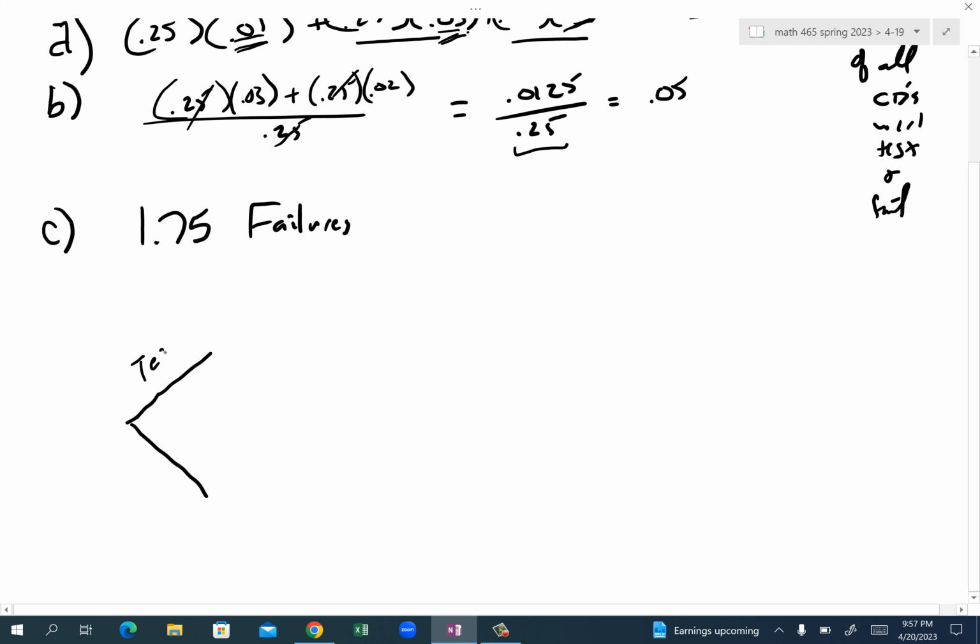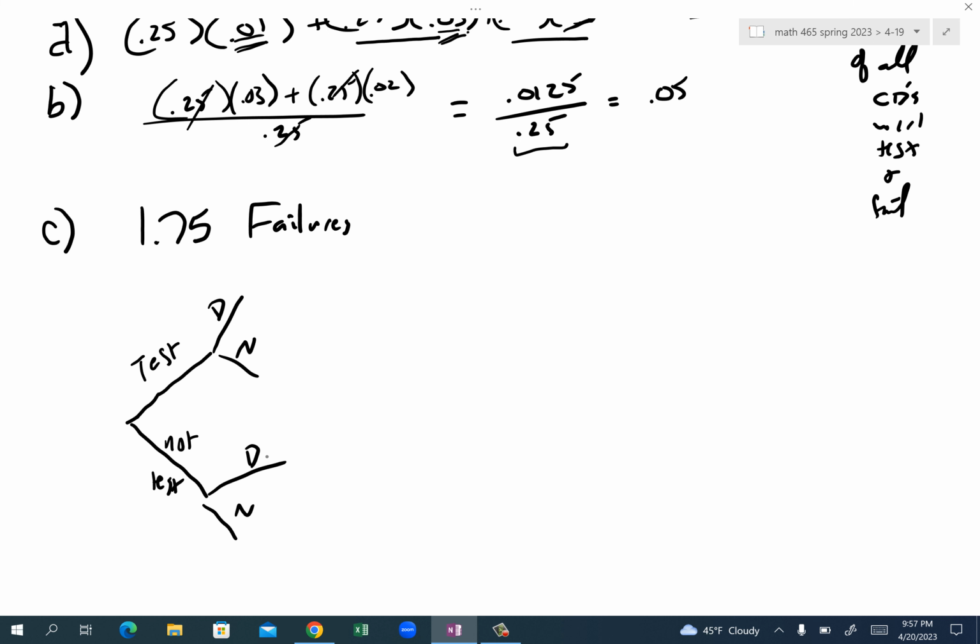tested or not tested, right? And then of course you've got defective and not defective. Let's write it right. Defective, not defective. Okay, so it says, given that it was defective, what's the probability that it was tested?